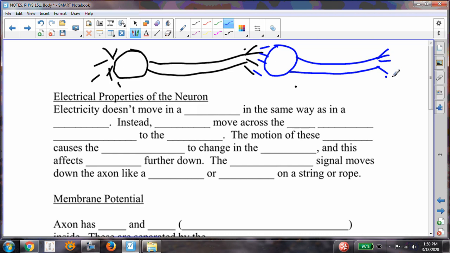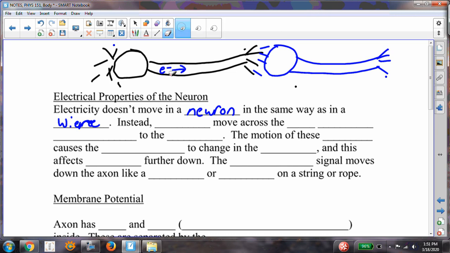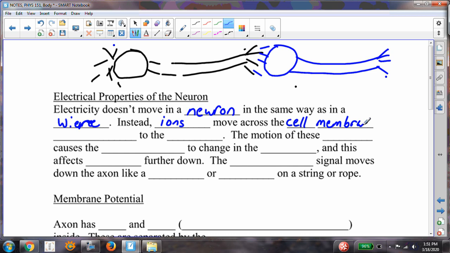Electricity doesn't move in a neuron in the same way as we've been talking about, in the same way as in a wire, where we think of electrons sort of moving in this direction. It's not really the same as that. Instead, ions move across the cell membrane, perpendicular to the axon.